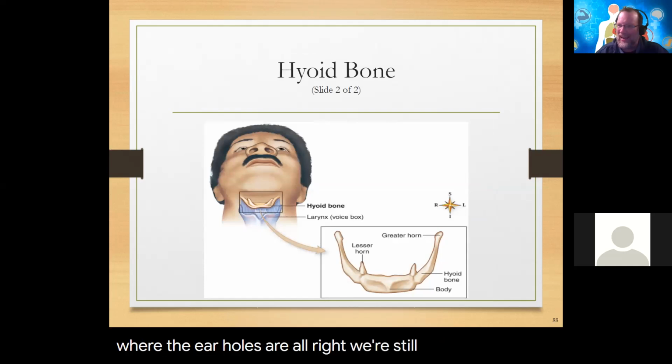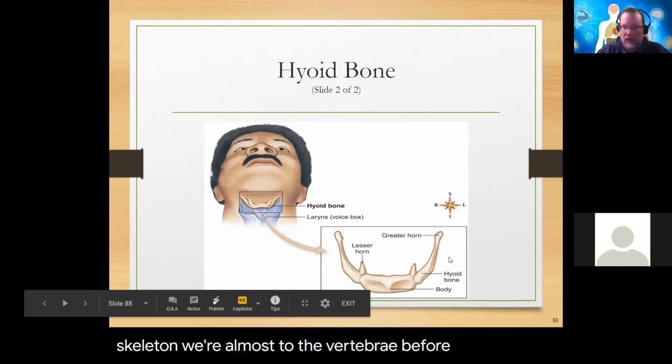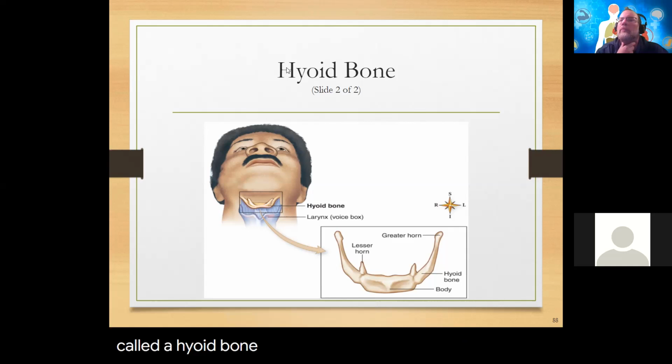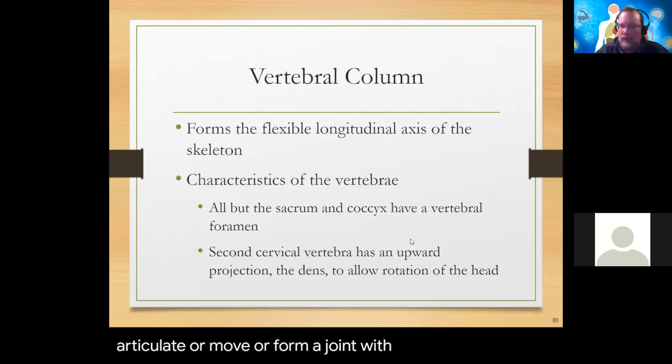We're still in the axial skeleton. We're almost to the vertebrae. Before we get there, there is this little thing that looks like a set of vampire fangs. It's called a hyoid bone. That's the bone in the throat. It's basically suspended there by a series of ligaments. It doesn't articulate or move or form a joint with any other bones.